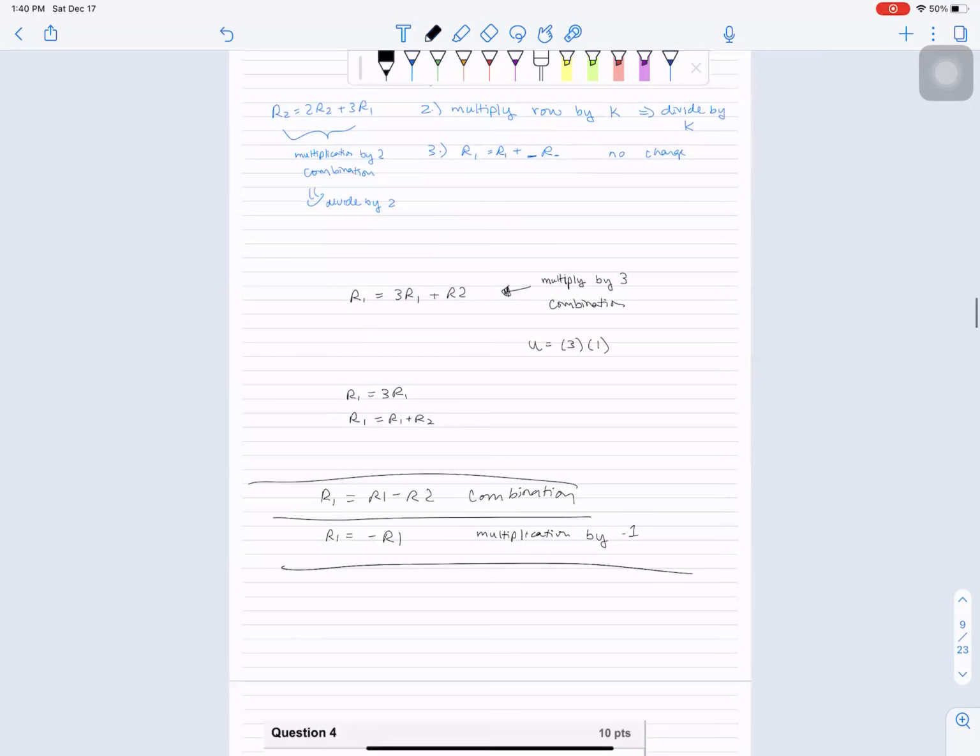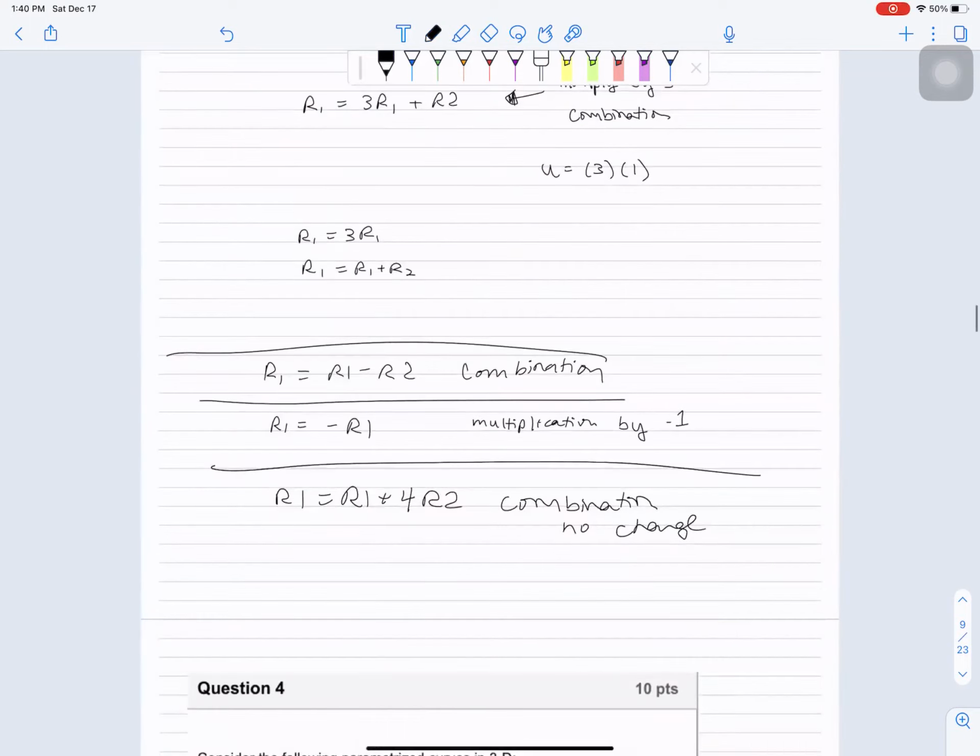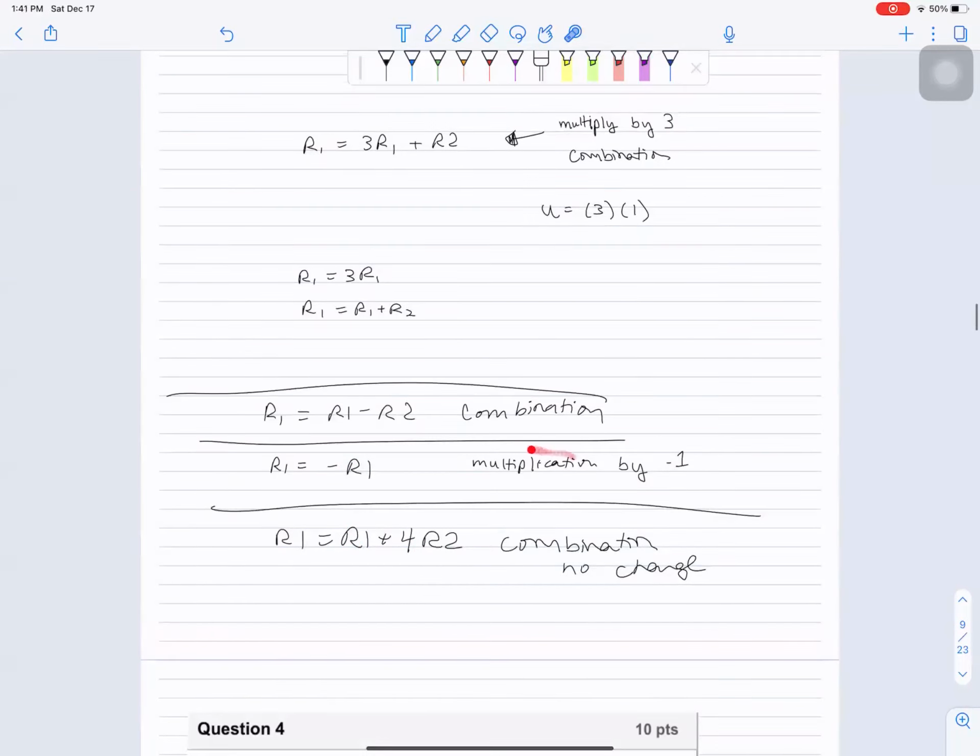Another scenario: if you did row 1 is row 1 plus 4R2, that's still a combination, no change. A combination is always where you're keeping the row you have the same and you're just adding some multiple of a different row. If you make some fundamental change to the row you're considering, for example, multiplication or a switching, then that's where you have different consequences, like this multiplication thing or a -1.